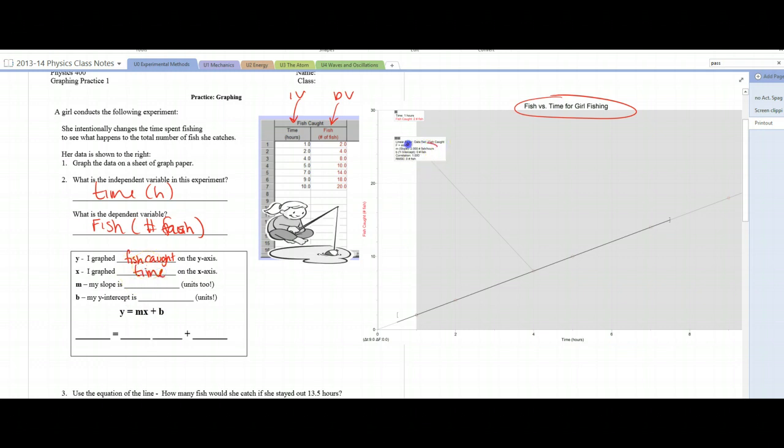You'll see from my graph, my slope is 2 fish per hour. My y-intercept is 0 fish. So for my equation, we're always going to use letters that make more sense. There's no y in fish caught, and there's no x in time, so it doesn't make sense to use y and x here. So instead of y, I'm going to use f for fish caught. M is my slope, so that's going to be 2 fish per hour. Instead of x, I'm going to use t, lowercase t for time, and b is my y-intercept, so that's going to be 0 fish.